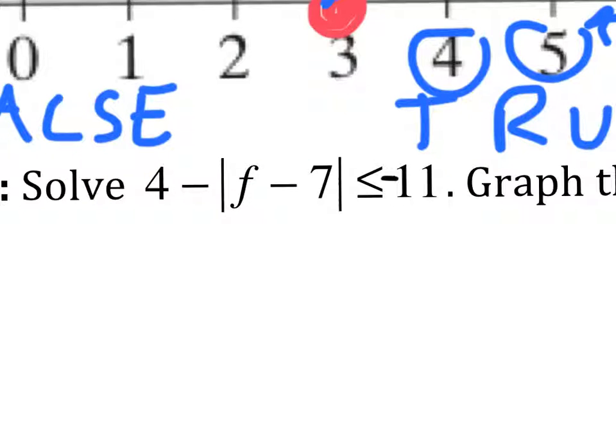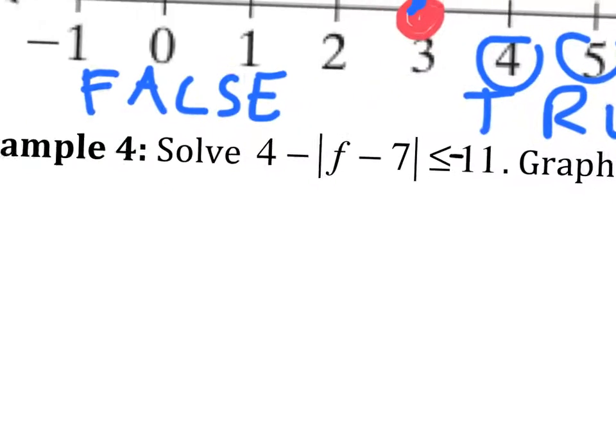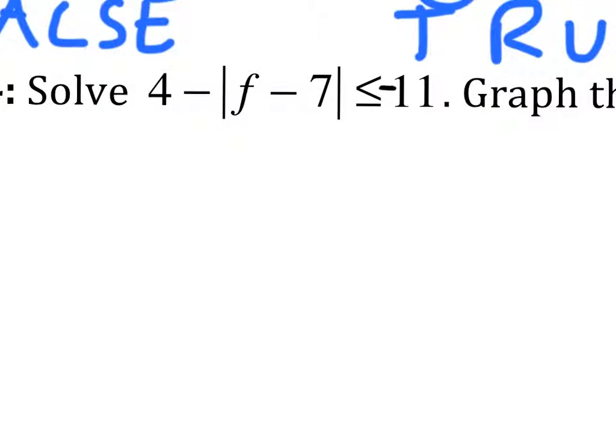Now let's upgrade to a more complex one. What we're going to do is the same steps. Number 1, we're going to isolate the variable, or isolate the absolute value. Tell your neighbor, what are the 2 things that need to be gotten rid of? Go.